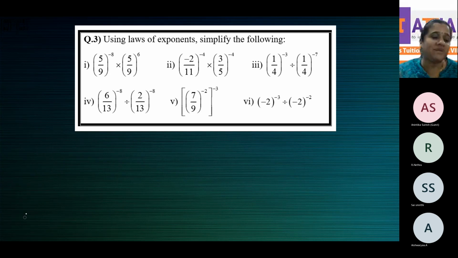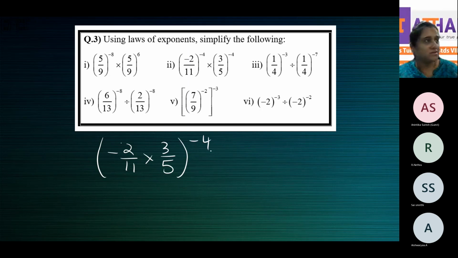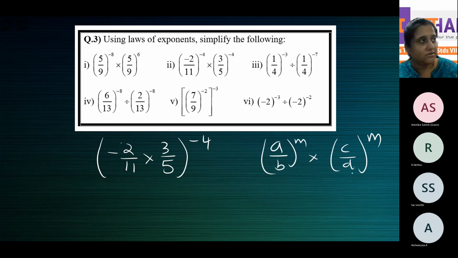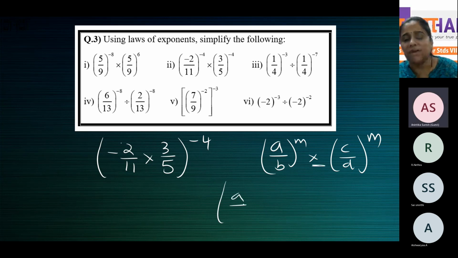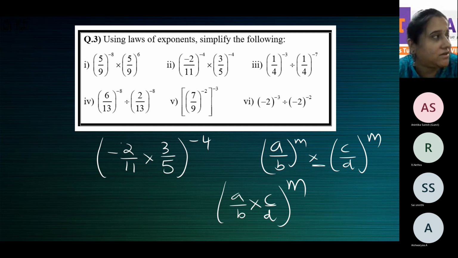What about the second one? In the second one, the bases are different, but the power is the same. So multiply the bases and raise it to the same power. Didn't we learn this? When the bases are different, a by b to the power m into c by d to the power m. It's multiplication, but the power is the same. So multiply the bases, minus 2 by 11 into 3 by 5, and raise it to the same power minus 4.